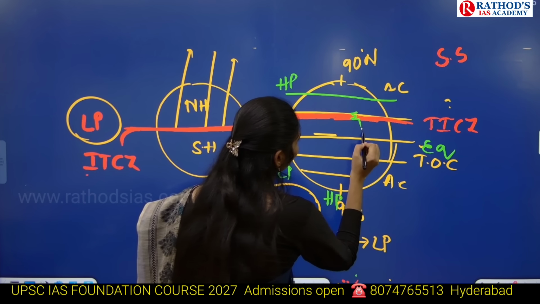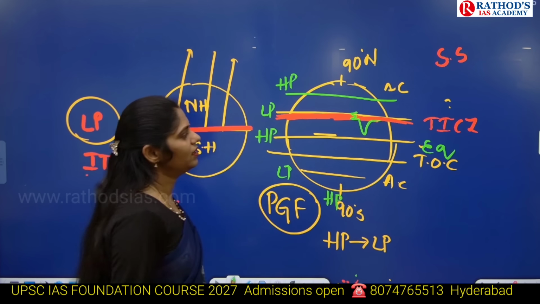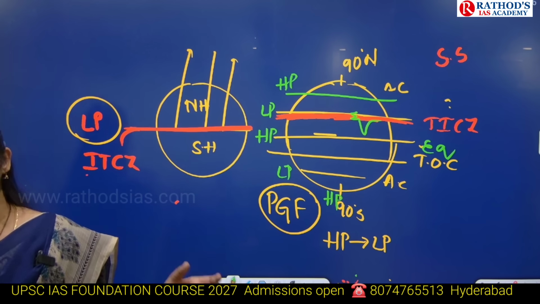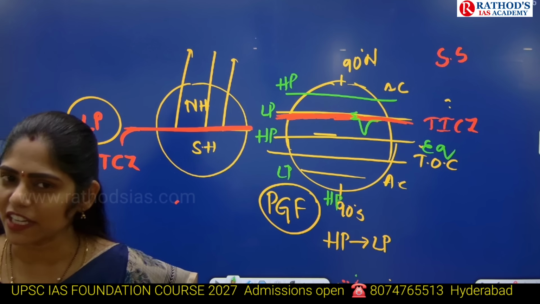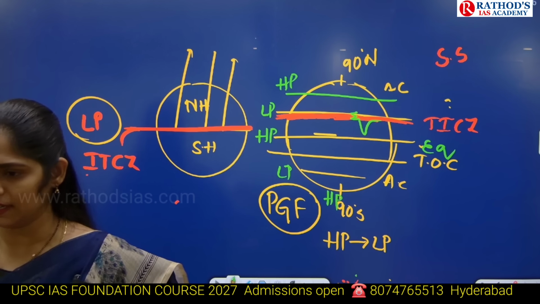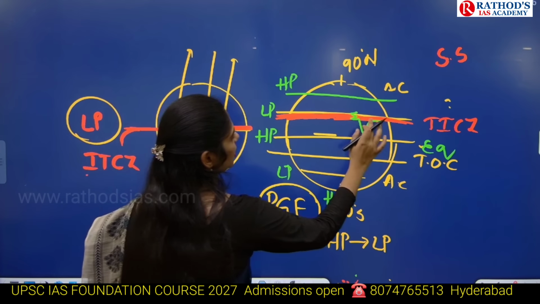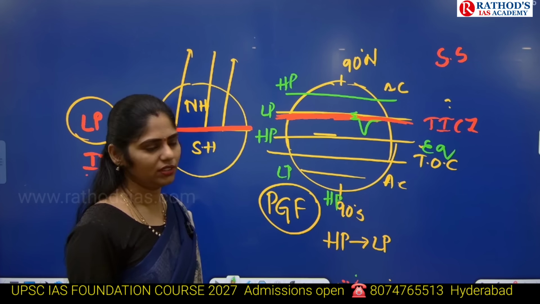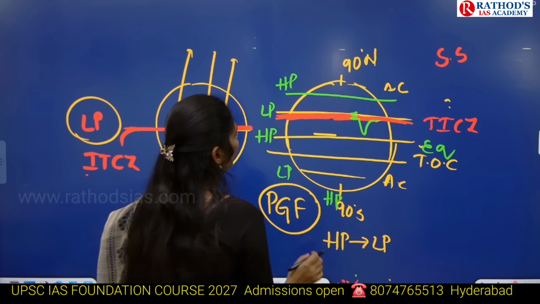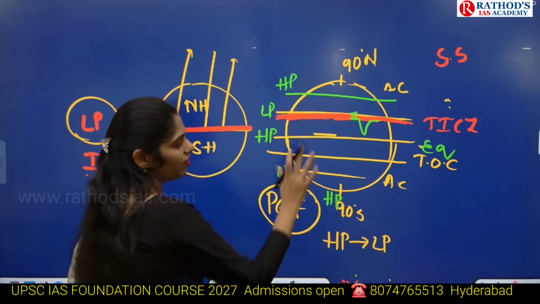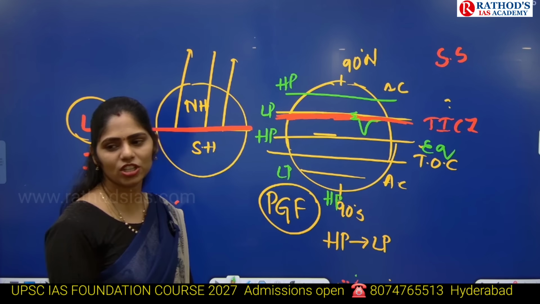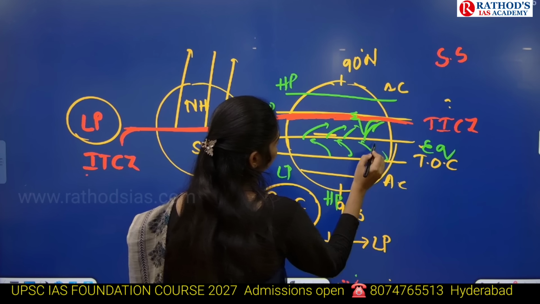You know that this 23.5 degrees north, the Tropic of Cancer, is passing through India, right? So in this area we will be getting hot. As I said, the winds will be moving from the high pressure region to the low pressure region. So from here, the winds will be moving in this direction.